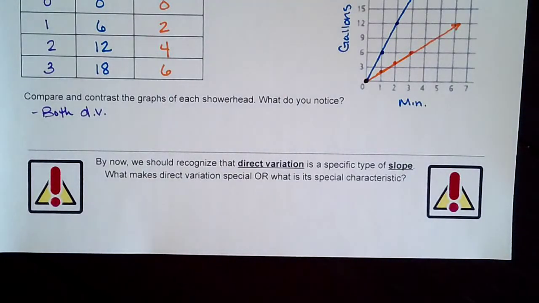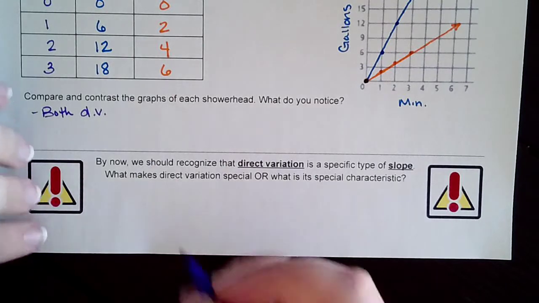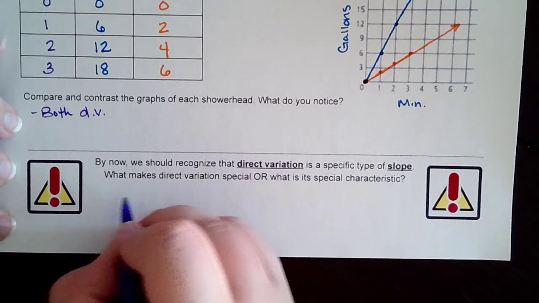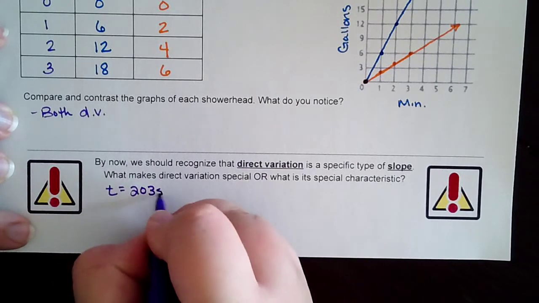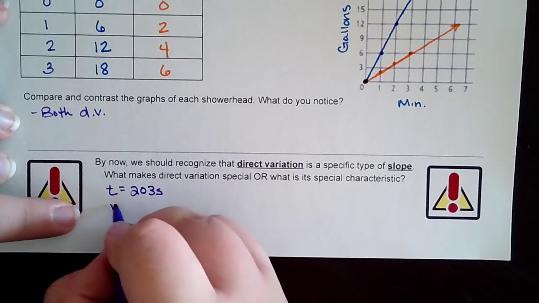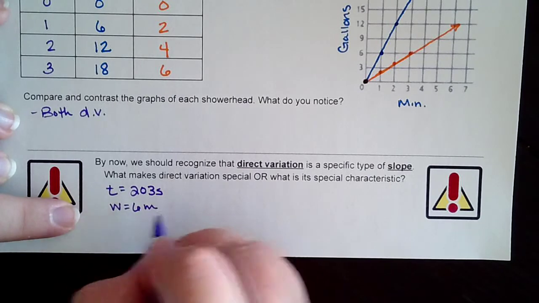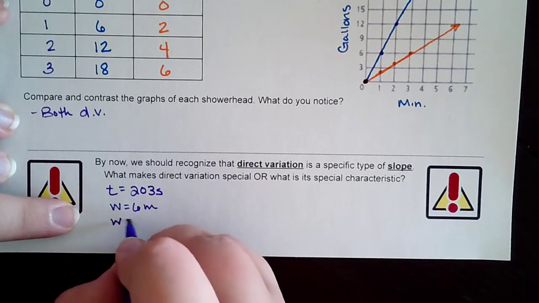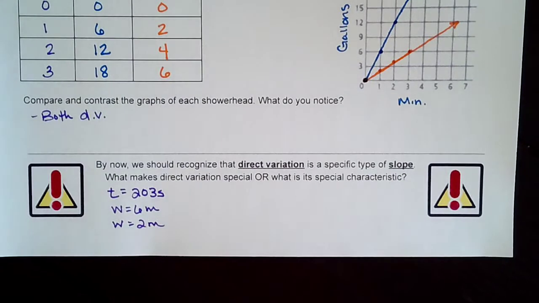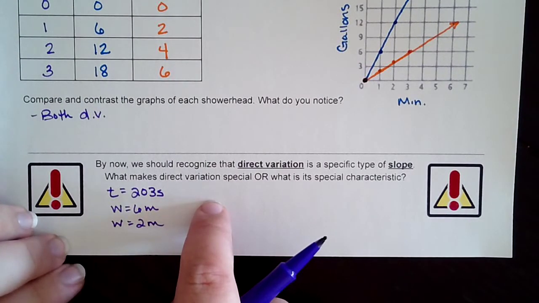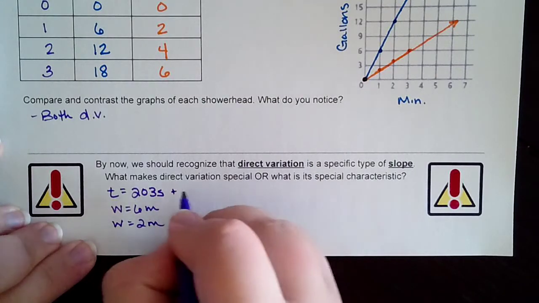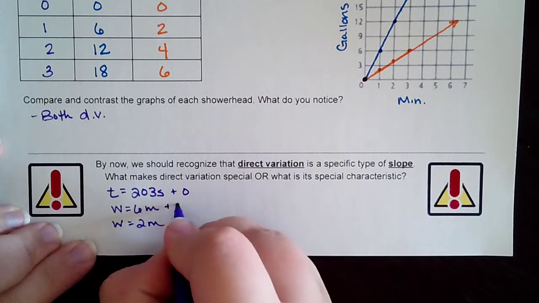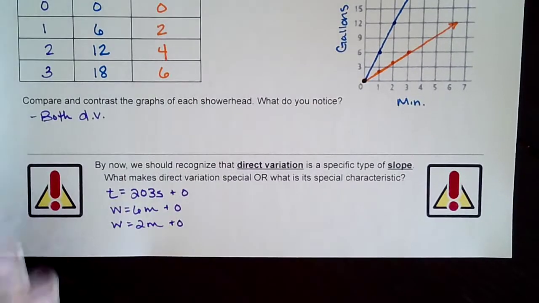Now I think this one's a little bit easier to see if I bring down these equations. So my first equation was t equals 20 3s, w equals 6m, w equals 2m. Notice none of them have numbers behind them. So none of these equations say like plus 10 or plus 15 or anything like that. They all technically start with plus 0.